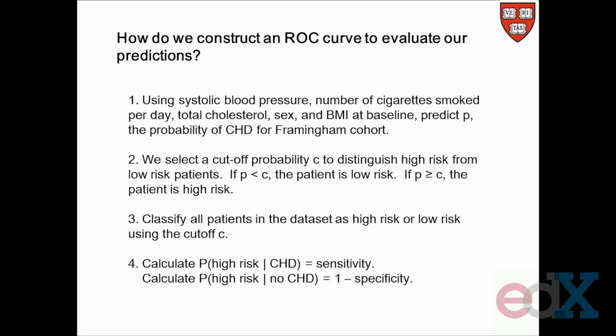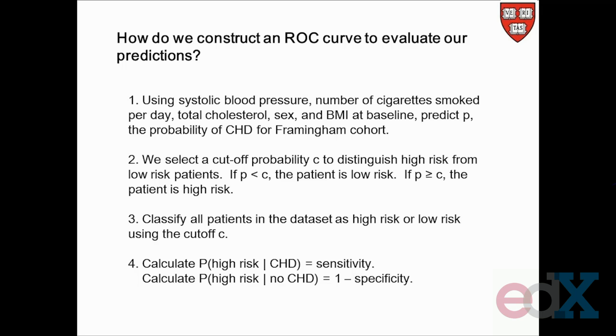Well, I did these steps for you because coming up with the prognostic score is going to be something we learn way later in this class in the final weeks. But essentially what I did is I used systolic blood pressure, number of cigarettes smoked per day, total cholesterol, sex, BMI at baseline, and then I predicted P, the probability of getting CHD for someone in the Framingham cohort. And then I selected a cutoff probability C to distinguish high-risk, low-risk patients. If P is less than the cutoff, the patient is low risk. Greater than the cutoff, the patient is high risk. And then I'm going to classify all patients in the data set as high or low risk.